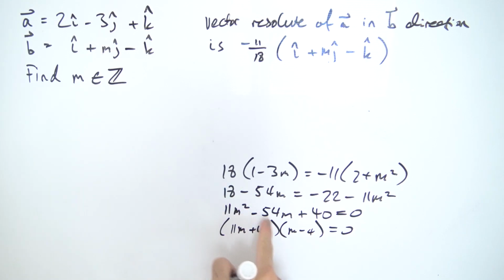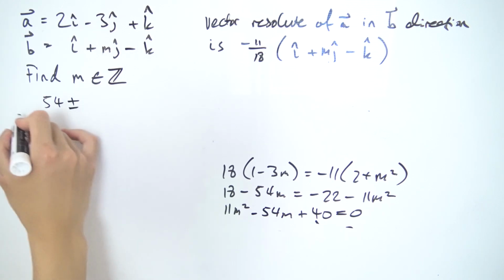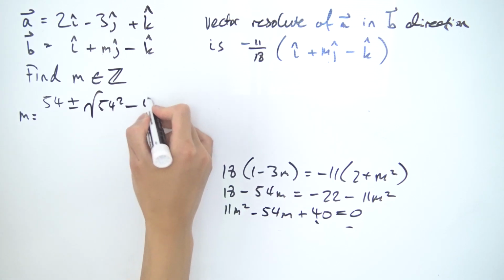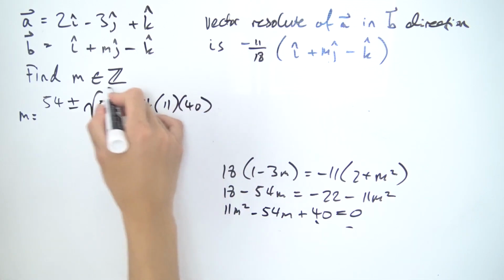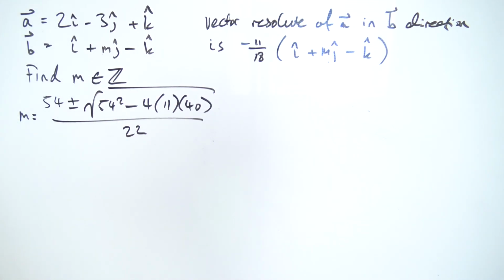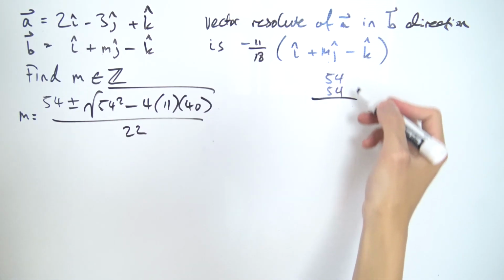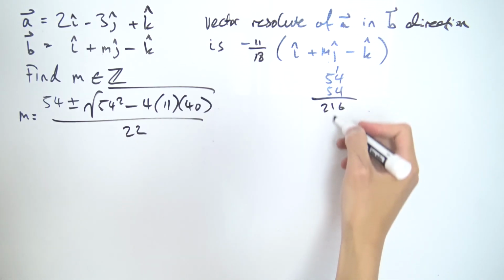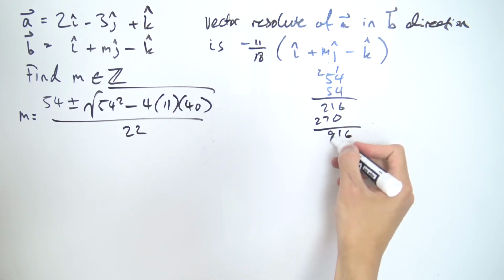So we have minus b, where b is minus 54, so minus b is 54, plus or minus the square root of 54 squared minus 4, a is 11, and c is 40, and this is divided by 2a, which is 22. Now let's see, what can we do? 54 squared, if we compute this using the multiplication algorithm, we get 2916.